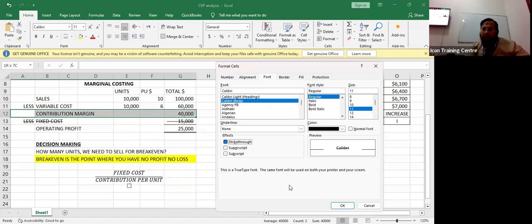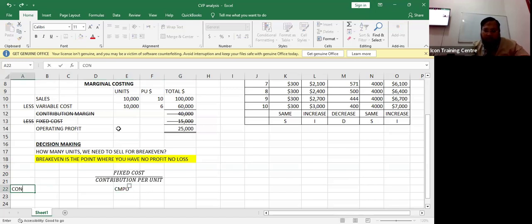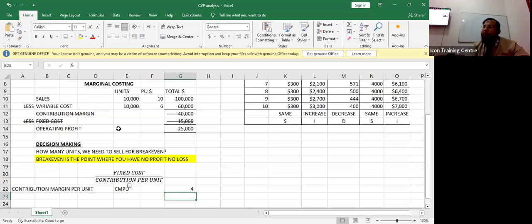So this is your total contribution. If you divide this contribution by number of units, you will have contribution margin per unit, right? So what is your contribution per unit? You can write contribution margin per unit, CMPU. CMPU stands for contribution margin per unit. So the formula will be total contribution divided by number of units, and that is $4 per unit.